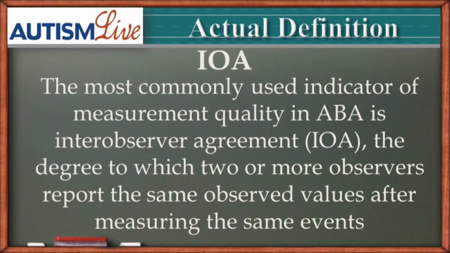Our actual definition, it is for Inter-Observer Agreement, and it's the most commonly used indicator of measurement quality in ABA. It's the Inter-Observer Agreement, the degree to which two or more observers report the same observed values after measuring the same events. What? I mean, I look at that and I go, what? And I'm not really quite sure.